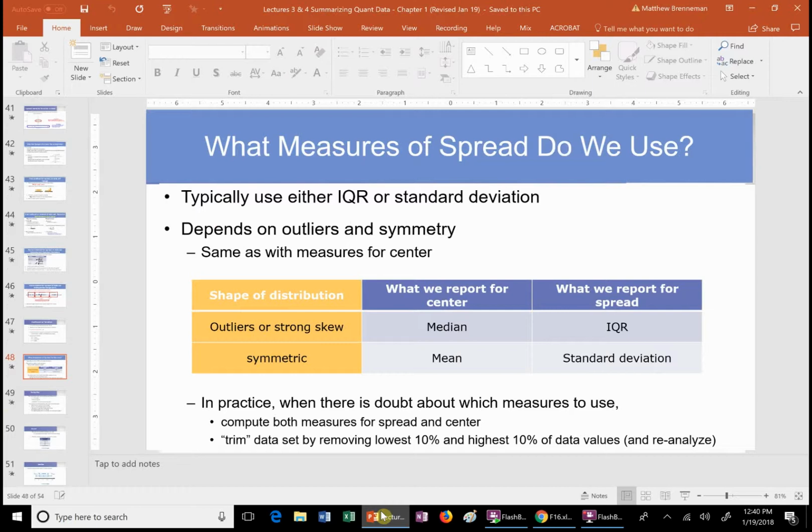Okay, so which spread do we use? Well, notice that we have the same sort of rule for the spread as we do for the center. When we have outliers or strong skew, we're going to use the interquartile range. When it's relatively symmetric, we use the standard deviation. Again, in practice, a good rule of thumb is if you're not sure, compute both, or you can use a trimmed data set.